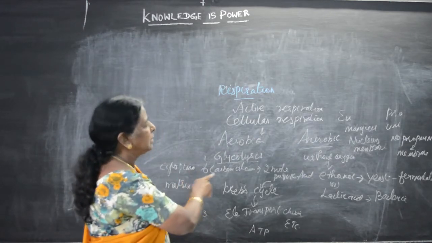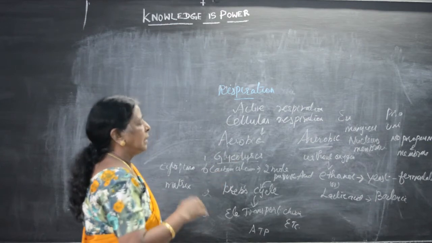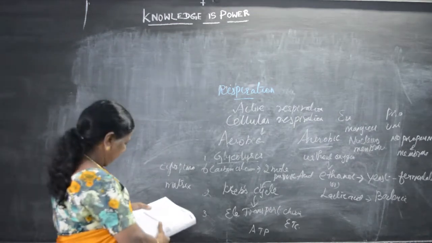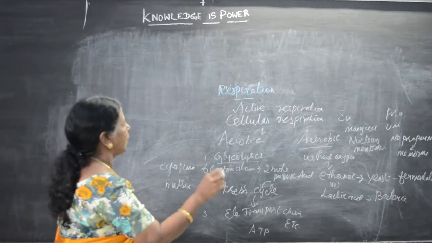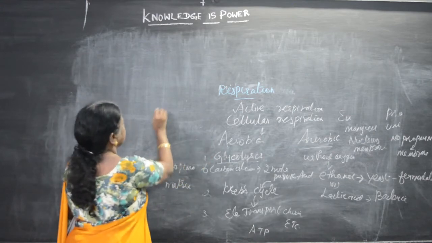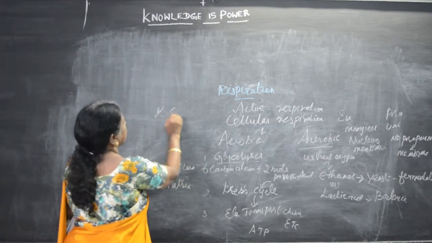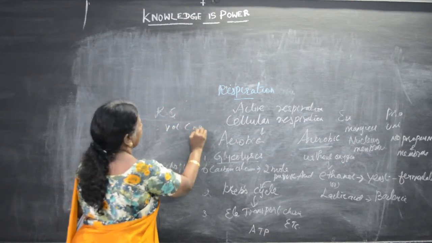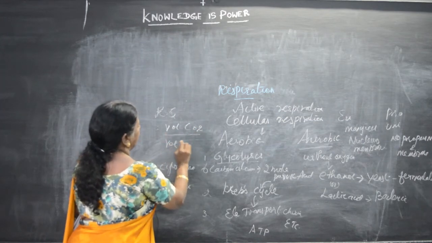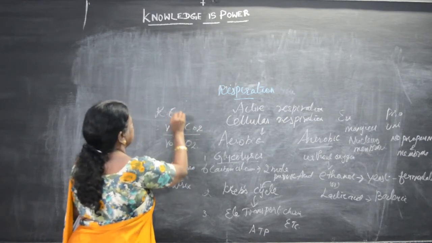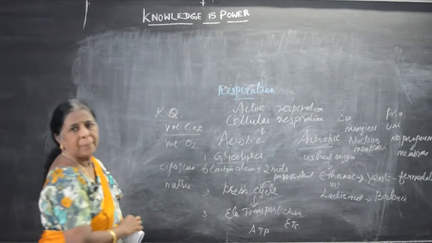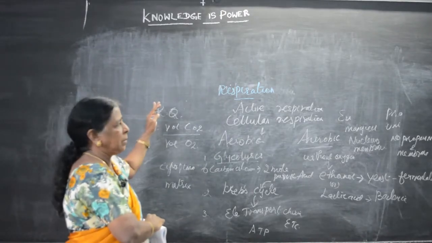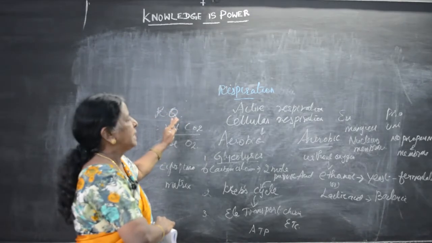Here it is fermented. Here ethanol is fermented by yeast and lactic acid is fermented by bacteria. These are the respirations. Then we can find out the respiratory quotient. Respiratory quotient is the ratio of the volume of carbon dioxide liberated to the volume of oxygen taken in. This is known as respiratory quotient. So by completing this, we can complete the first lesson.